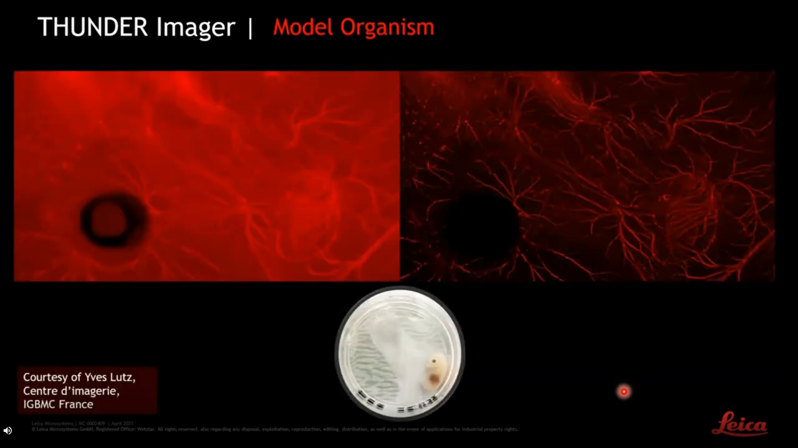And lastly, this is an image of a mouse brain. The left-hand side is before Thunder, and the right-hand side is after applying Thunder. So hopefully with these images we have shown you, you now can appreciate the power of using Thunder, the ability to see through the haze, to increase image contrast, and also image resolution.